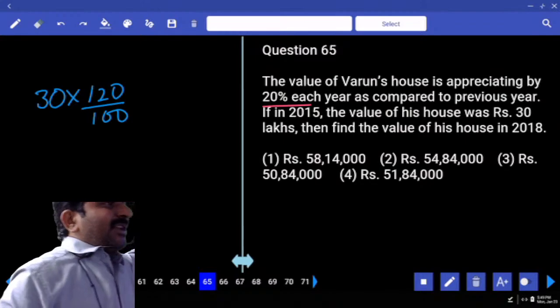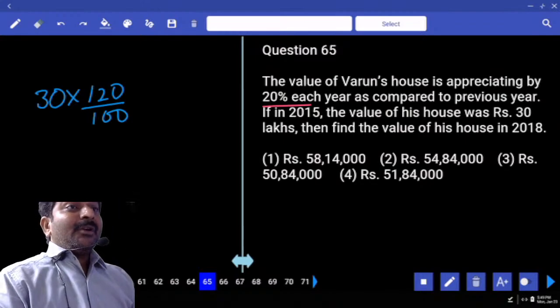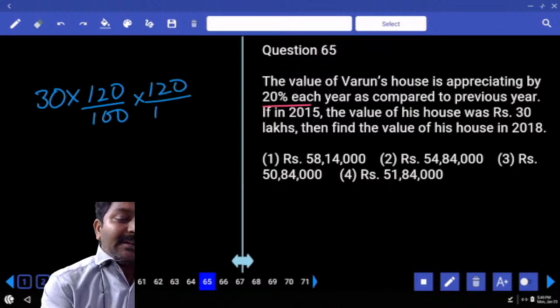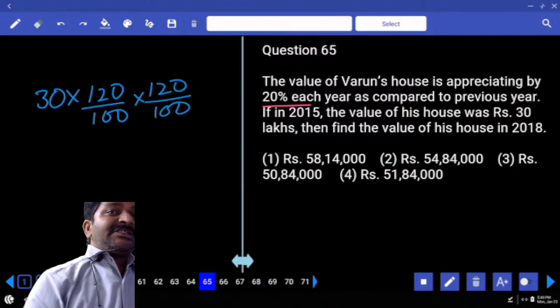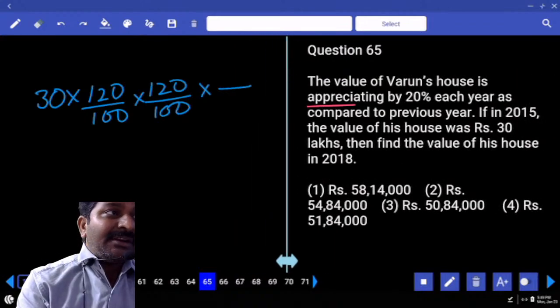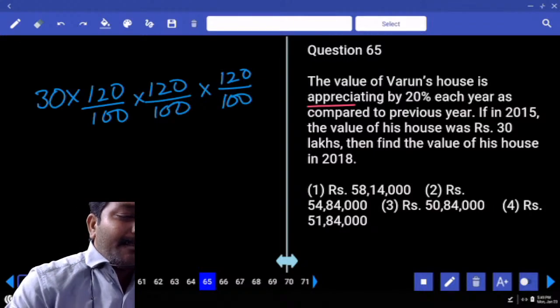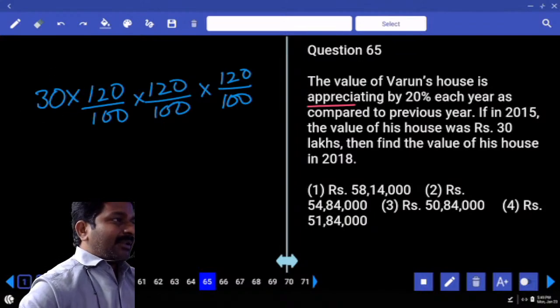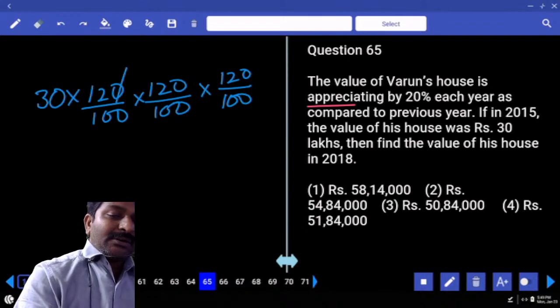When you calculate this, you will get the value in 2016. Again, it increases by 20%, becomes 120%. This is the value in 2017. But we were asked to calculate in 2018, right? So again, it increases by 20% and becomes this number. So 30 is in terms of lakhs, so don't worry about the number of zeros. Forget about them.